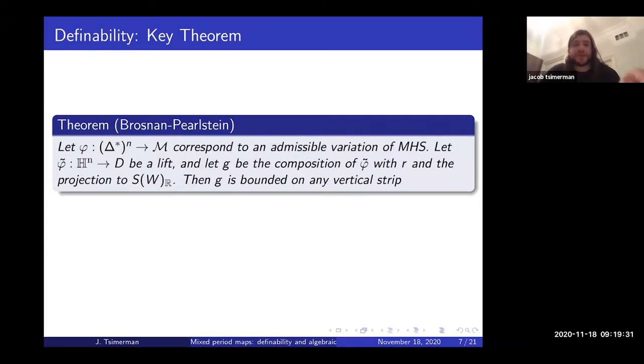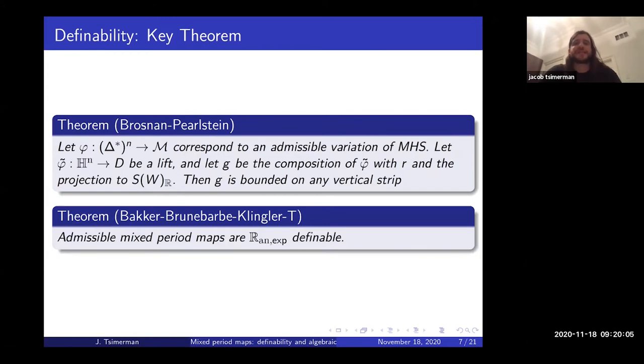Then what you can do is map to D, compose that with a retraction to D sub R, and then project that to SW sub R, the locus of splittings. And then the theorem they proved is that in this setup, the image of any vertical strip under these compositions is bounded. So that's the concrete geometric theorem that we need.